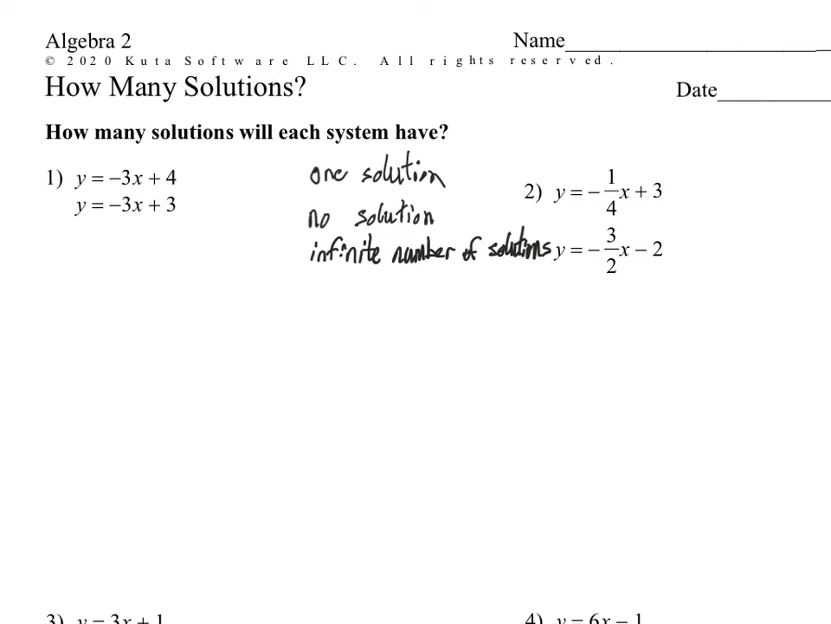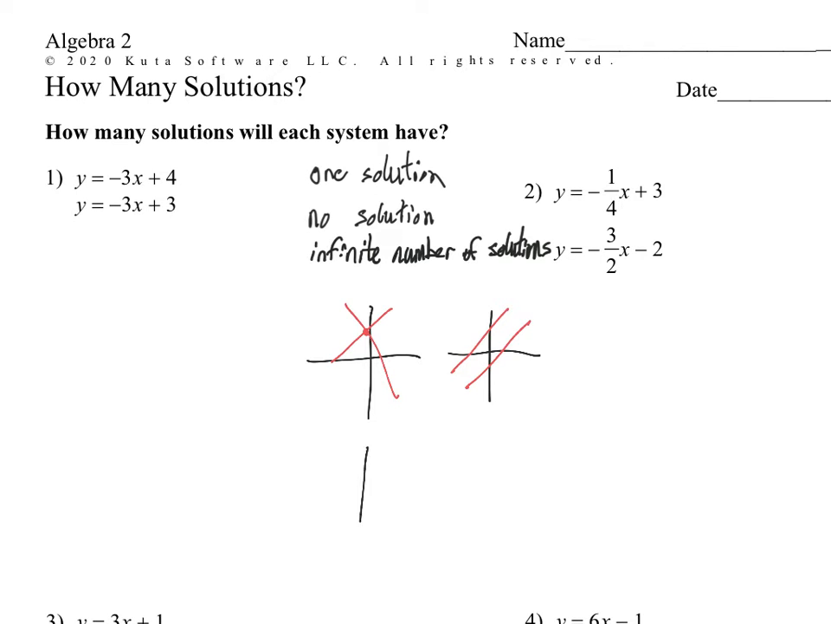So if you have a graph, here's my x, here's my y, and the lines can either cross, so I can draw two lines, and they might cross. Where they intersect is the solution. The other thing that can happen is you can have parallel lines, and then there would be no solution.